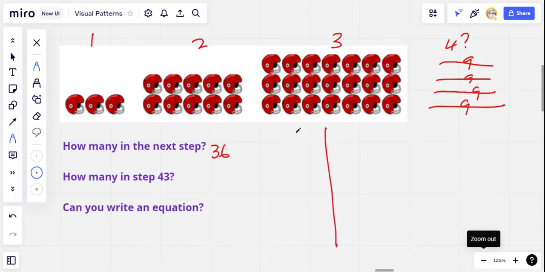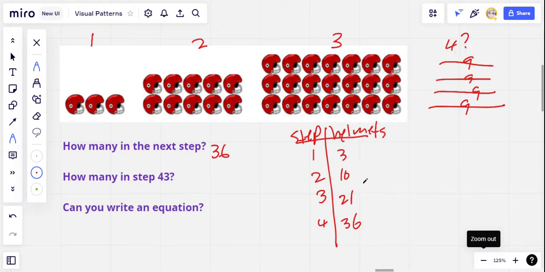So let's start by analyzing our numbers. I'm going to make a chart with the step number and the number of helmets, and we'll see if we can figure anything out from looking at the numbers. So in step 1, I've got 3. In step 2, that's 2 times 5 is 10. And in step 3, that's 3 times 7 is 21. And in step 4, we're predicting 36. So I'll put that in as well.